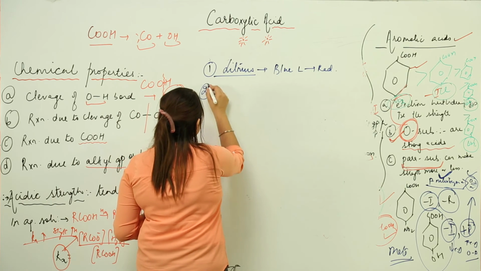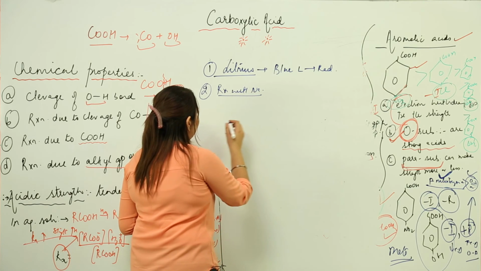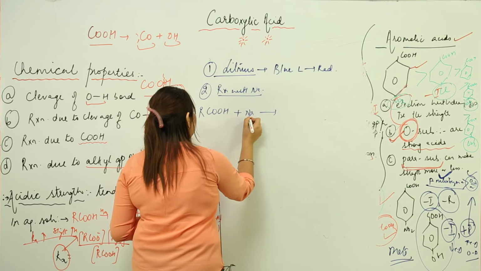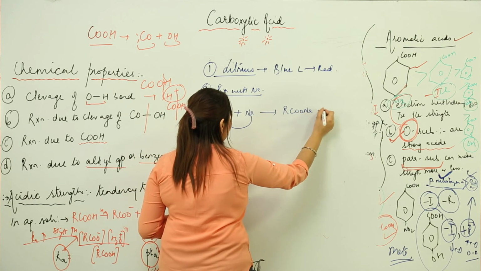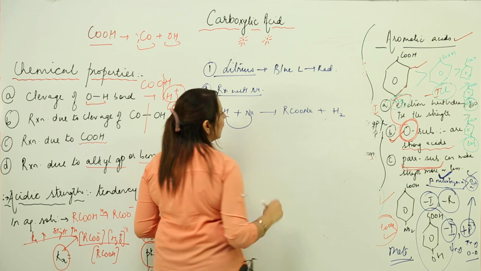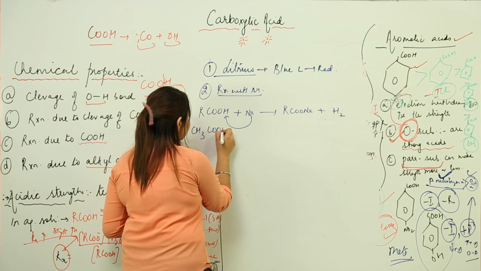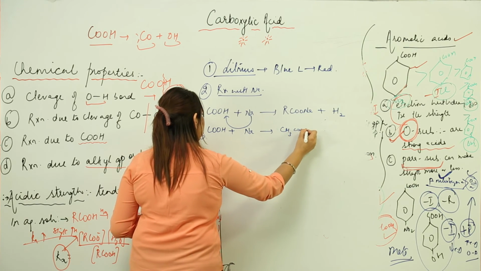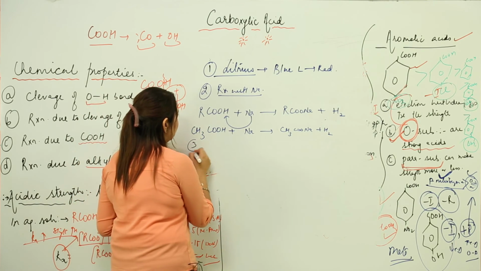The second reaction we have is reaction with metal. Particularly I will take sodium. Suppose I have an acid and I react it with sodium. Sodium, being more reactive, is going to displace H, and as a result it forms the sodium salt of the carboxylic acid, and along with that we get hydrogen gas. Suppose we take an example, CH3COOH, acetic acid, with Na: it will form sodium acetate with H2.